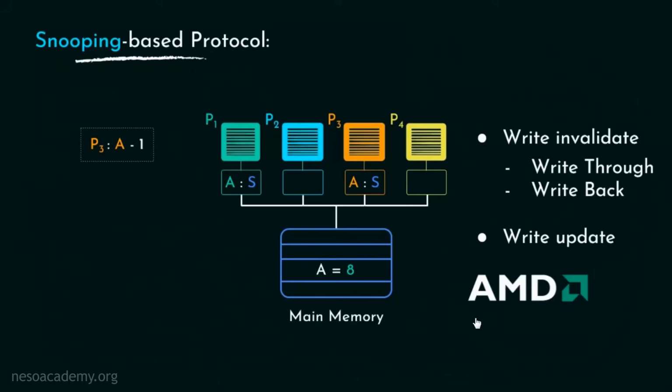Fun fact, the AMD and Intel multiprocessors use variations of Snooping-based Protocol for maintaining cache coherence. So this is how Snooping-based cache coherence protocol works.